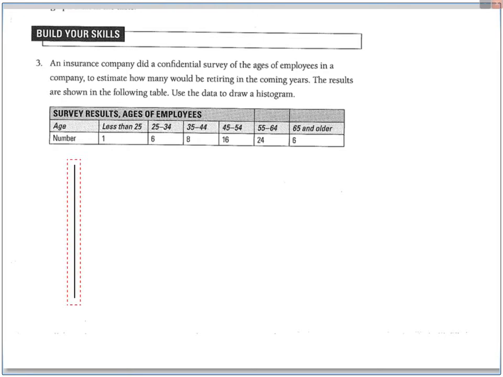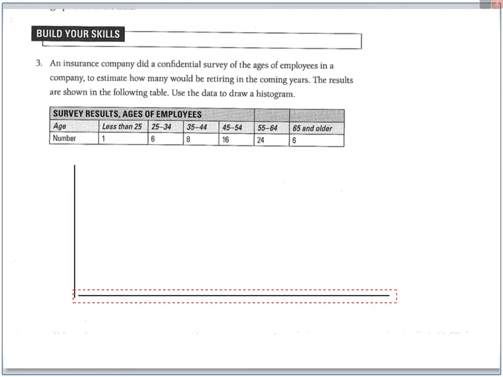You got your rulers out, right? There's rulers up on my desk if you need them, or use your ID card.